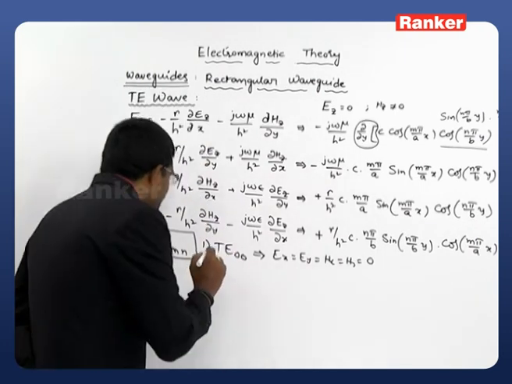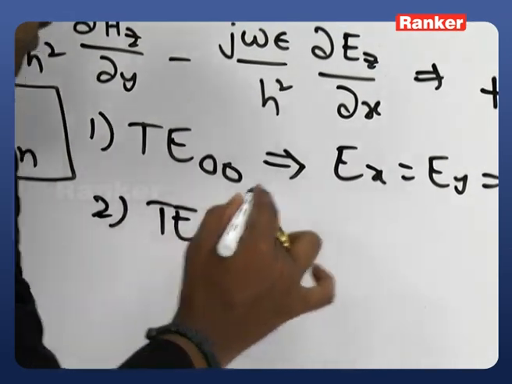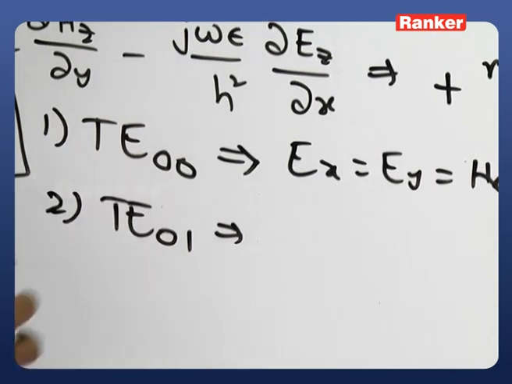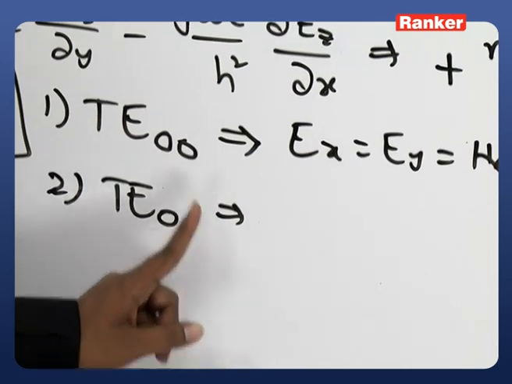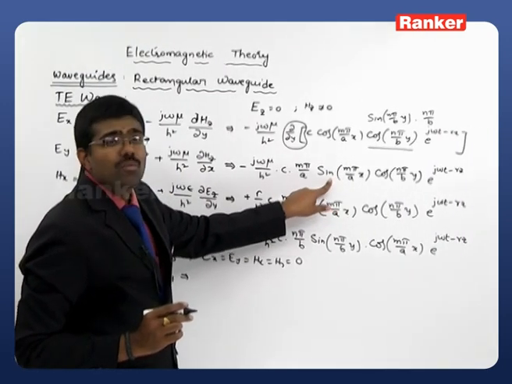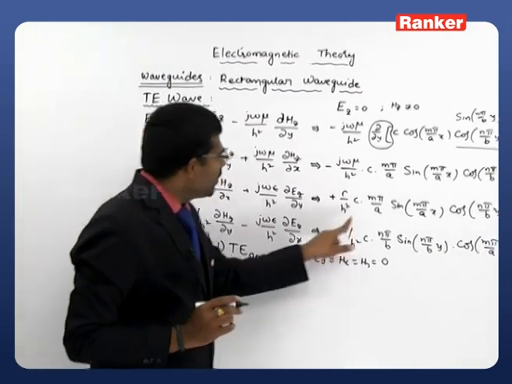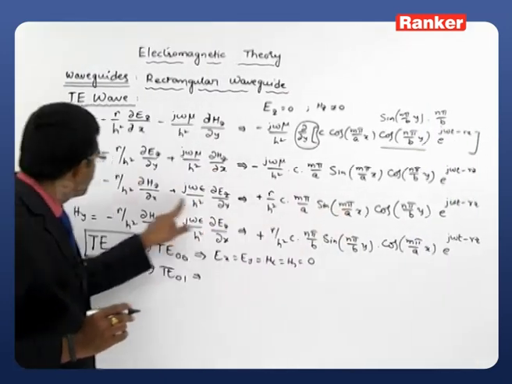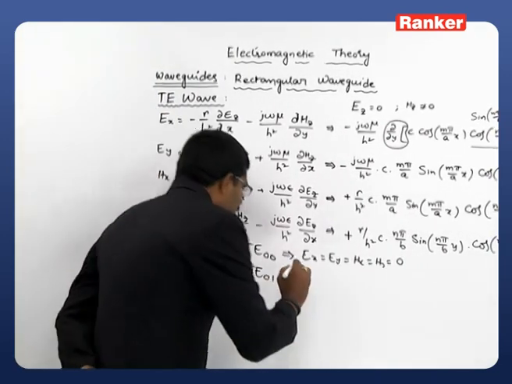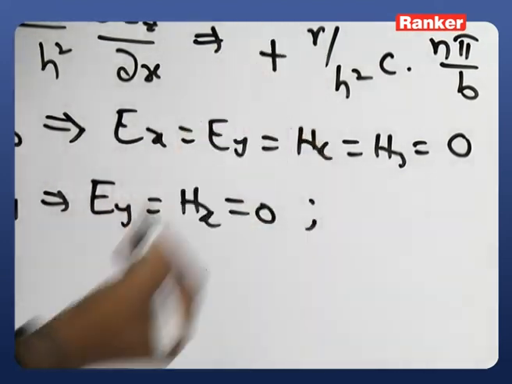Next, we will observe the second type of mode. Let us consider TE01. I am substituting M equals 0 and N equals 1. 0, 1 stands for M is 0, N is 1. Substitute M equals 0. If you substitute M equals 0, sin 0, this term will vanish. That is, the corresponding Ey term will vanish. M equals 0, sin M, this term also will vanish. So Ey and Hx terms will vanish. So clearly you can say Ey equals Hx equals 0.